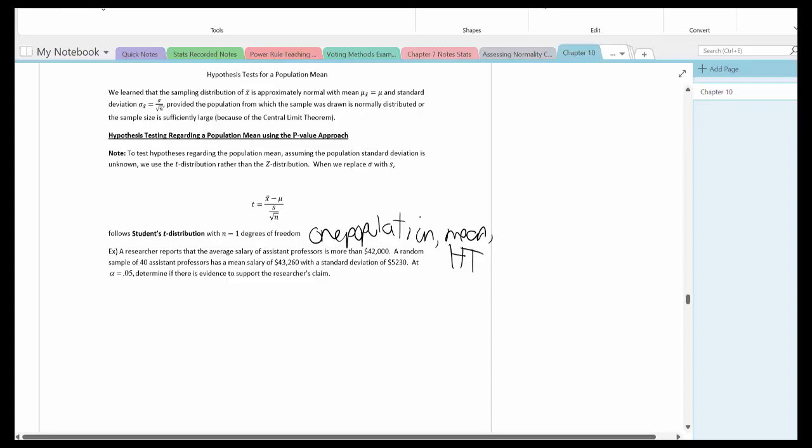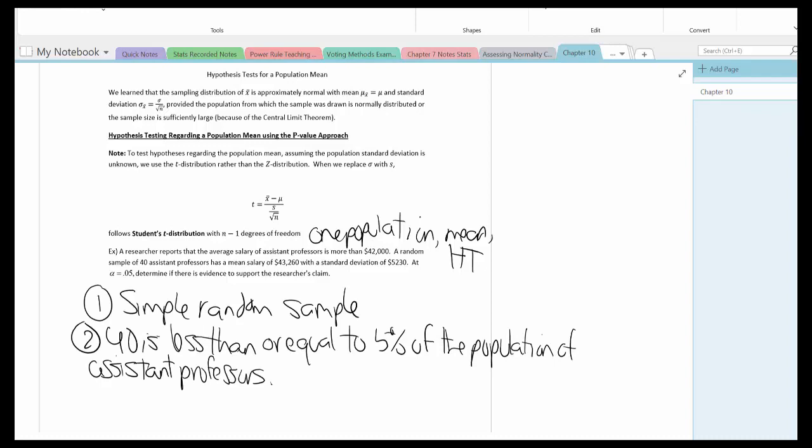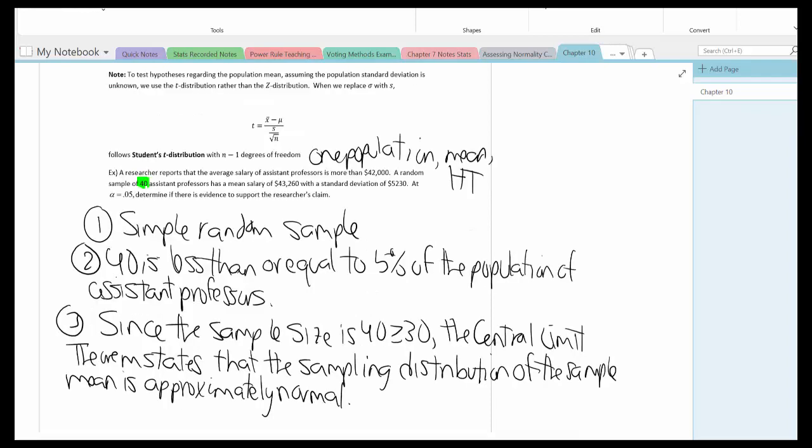Okay, so let's write out the initial conditions. I will write out the first two now. Okay, so this is a simple random sample, and 40 is less than or equal to 5% of the population of assistant professors. Well, notice the sample size, that's 40. Well, certainly 40 is greater than or equal to 30. So because we know that, the central limit theorem says that the sampling distribution of the sample mean is approximately normal. So I'm going to write that out now. Since the sample size is 40, which is greater than or equal to 30, the central limit theorem states that the sampling distribution of the sample mean is approximately normal.